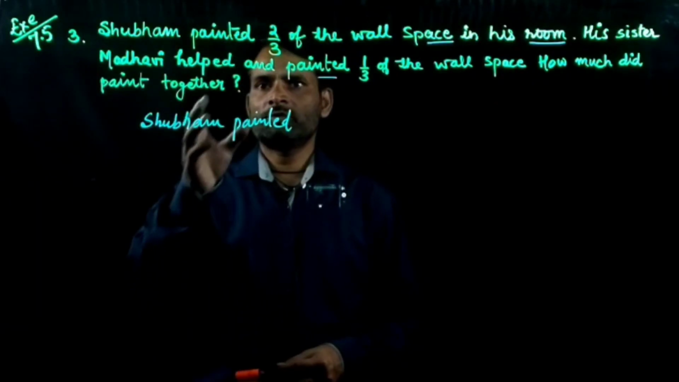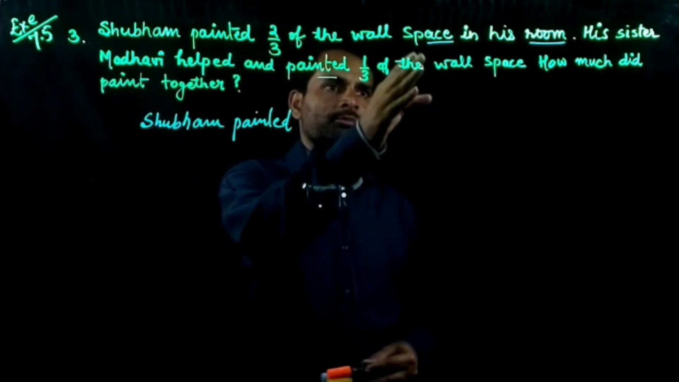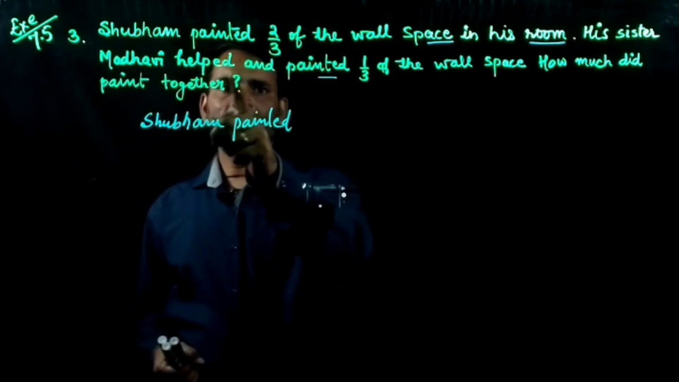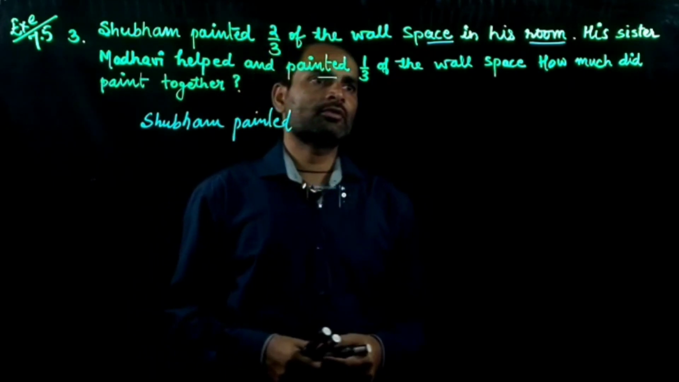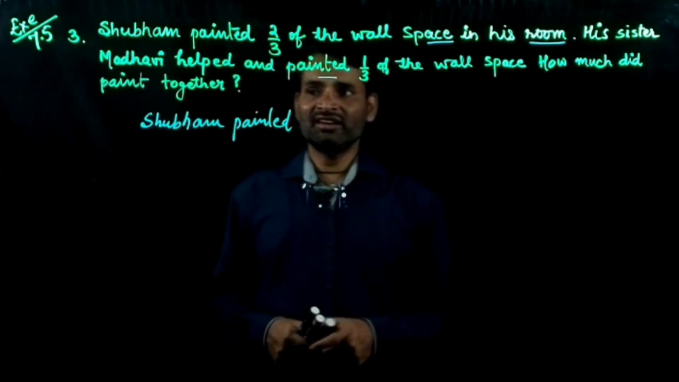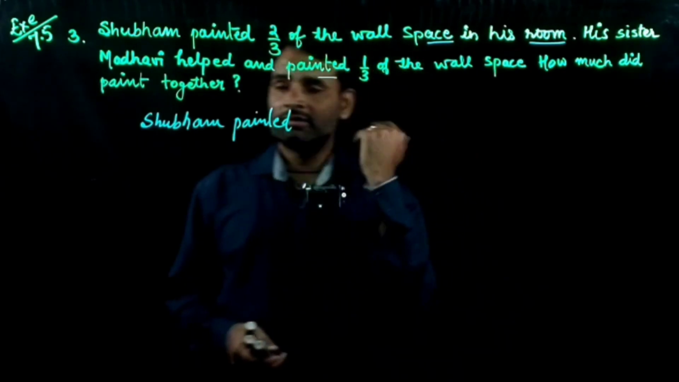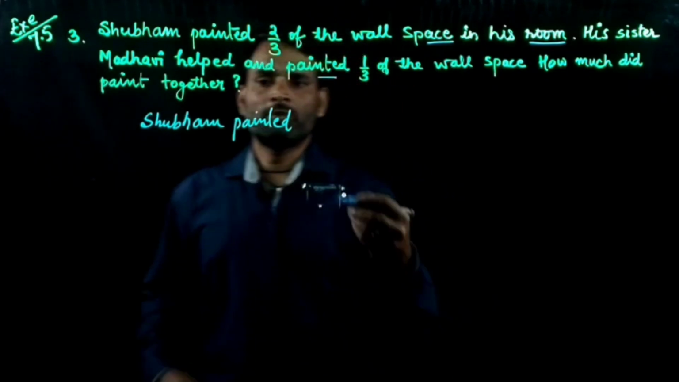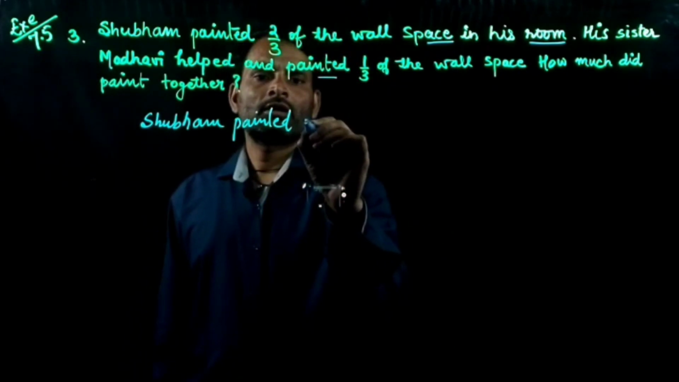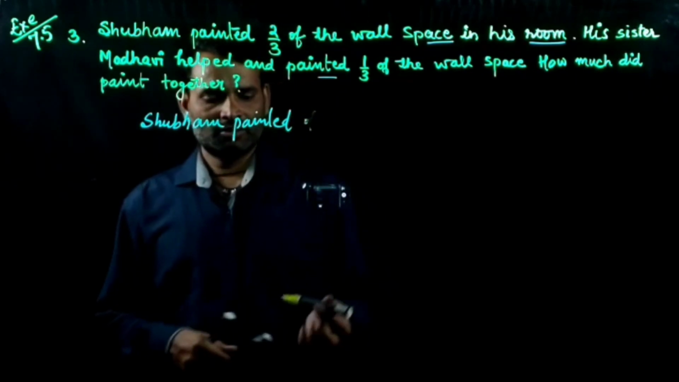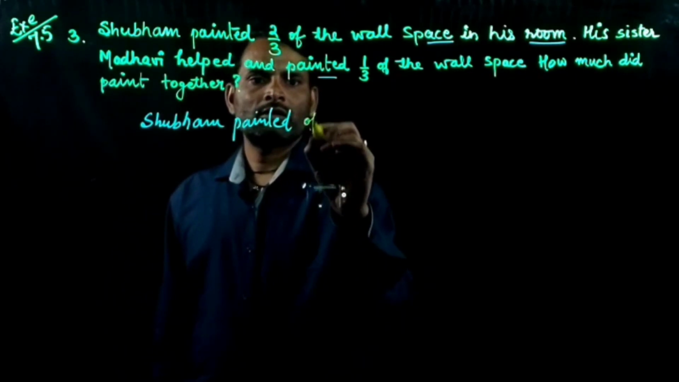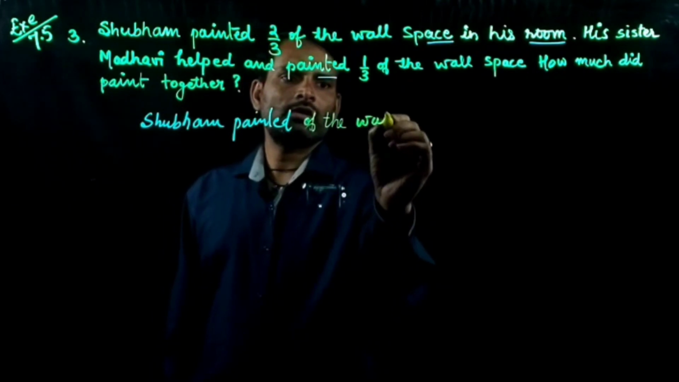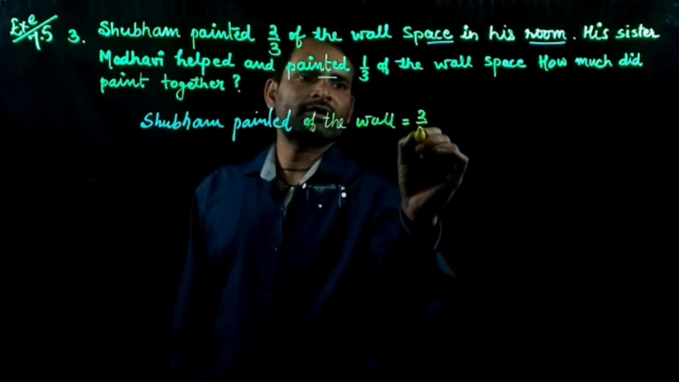Question number 3. Shubham paints 2 upon 3 of the wall space in his room, and his sister Madhuri helps and paints 1 upon 3 of the wall space. How much did they paint together? First we separate: Shubham painted 2 by 3 part of the wall.